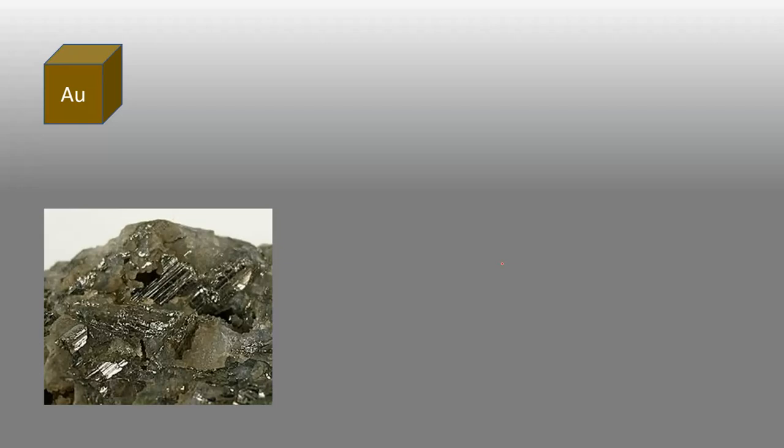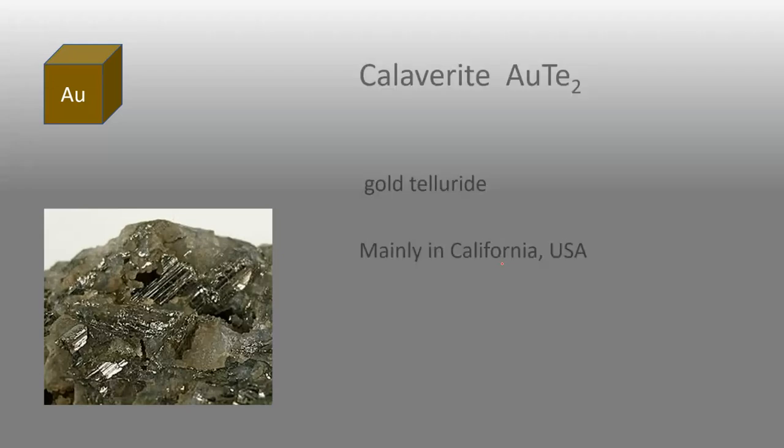Next, our ore is of the metal gold. Here you can see the ore of gold, and I have told you somewhere else that iron pyrite is the fool's gold. Why? Because when you extract, iron pyrite and this calaverite both look the same. Some people will treat it as gold, but it is actually iron. So that's why it is called fool's gold. The other name of calaverite is gold telluride, and it is mainly found in California, USA.